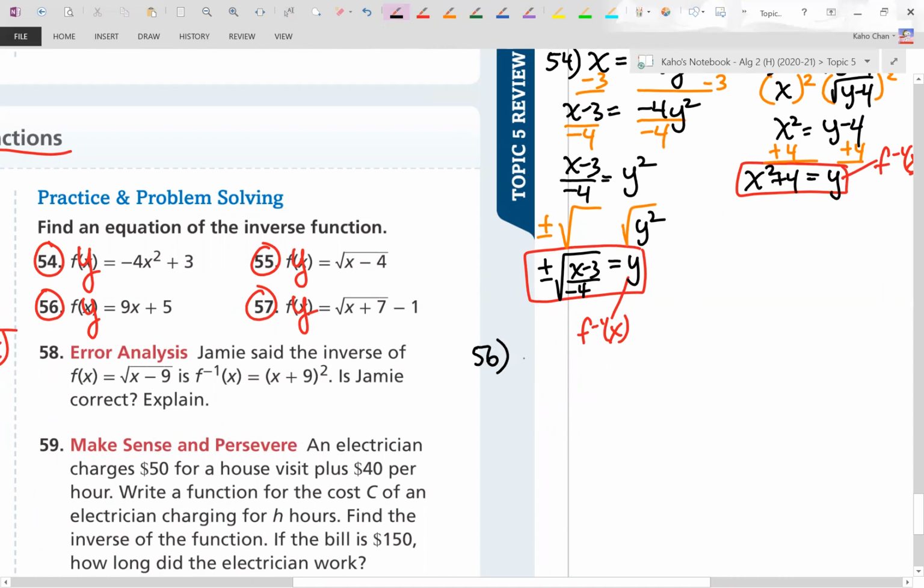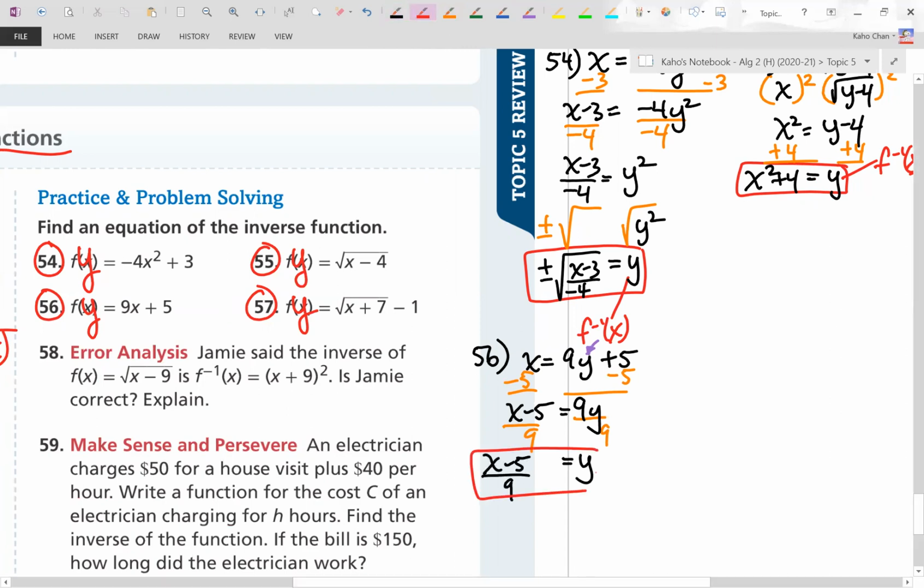Swap x and y. These seem a little easier, progressively speaking. Let's move everything away from y. Subtract 5 from both sides. Wow, this is like the easiest one yet. And divide by 9. No way. Yeah. There it is. That's the inverse. Whew. Got 2 minutes to do the last one. Is that possible? 57 is next.